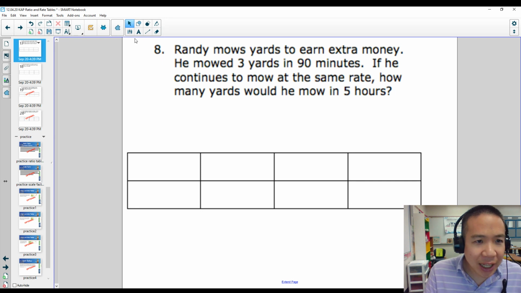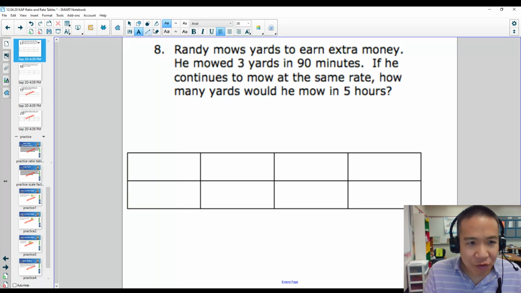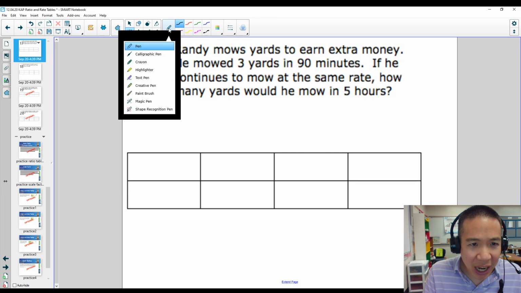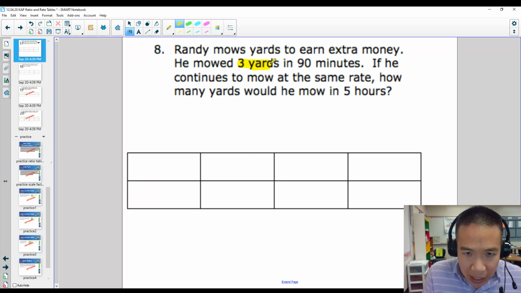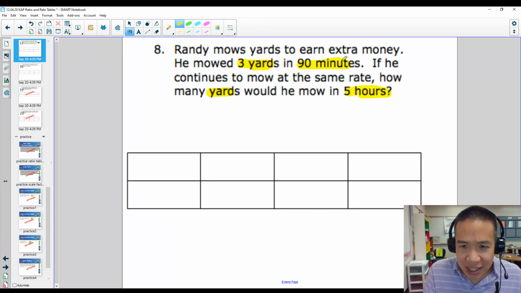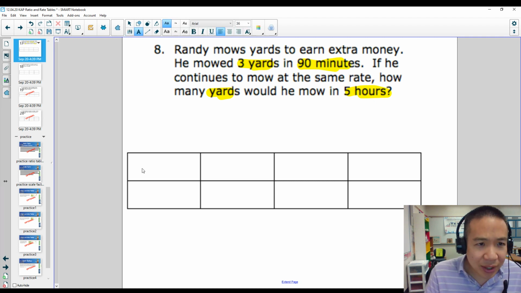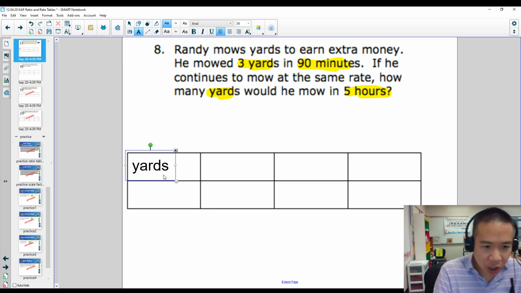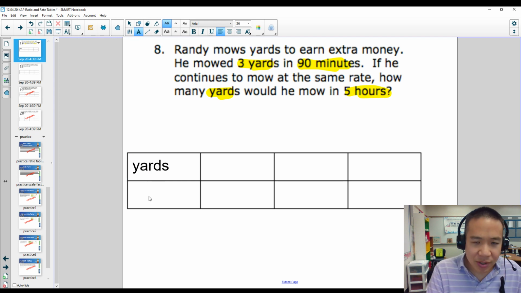So the first thing I like to do is find the labels. Let me get my highlighter and find the labels. This is about yards. The question is asking how many yards in hours. So it's about yards and time. So I'm going to write this down. I'm going to label this yards, and then I'll label this as time.